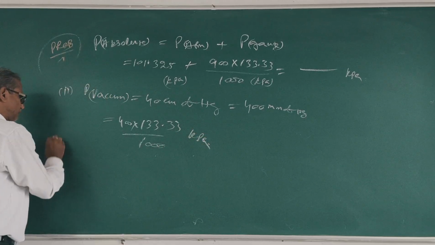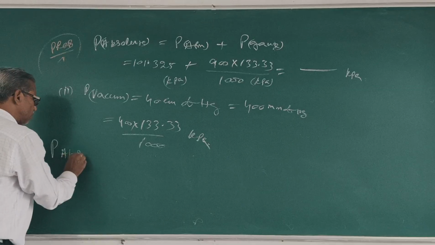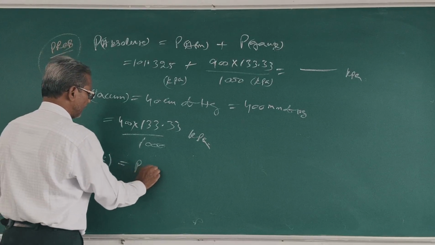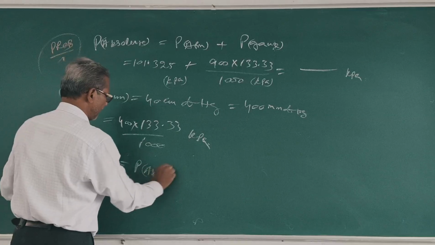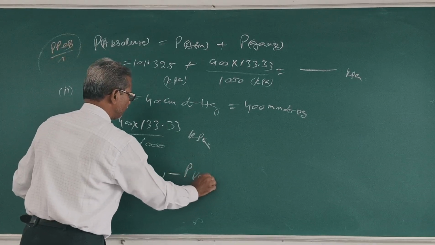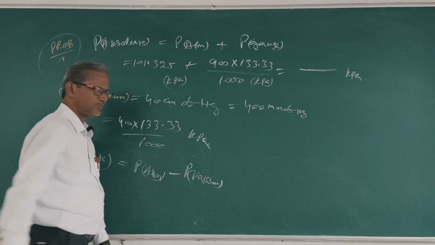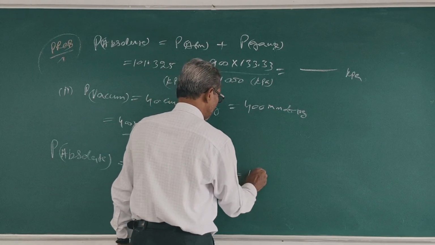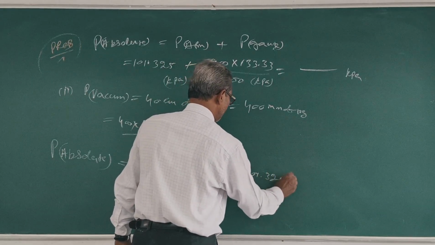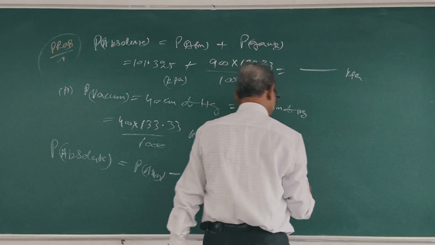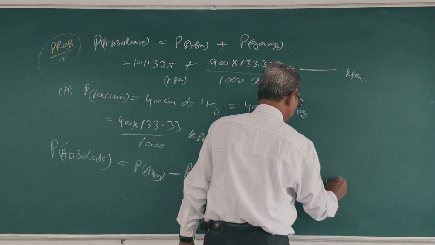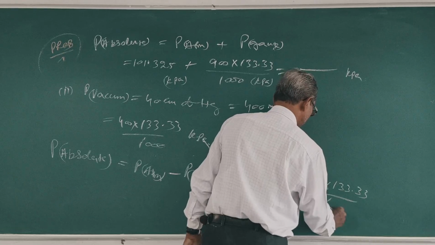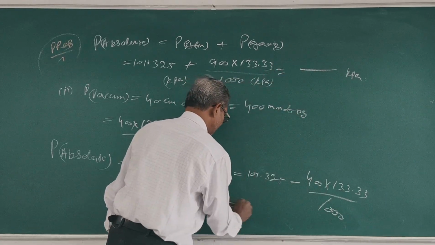So what is P absolute? P absolute is equal to P atmospheric minus P vacuum. Clear? What is P atmospheric? 101.325 minus this amount, 400 into 133.33 by 1000. Clear? This is the answer, kilopascal.